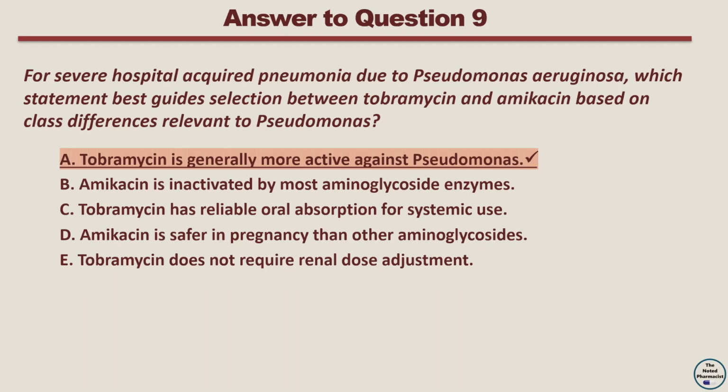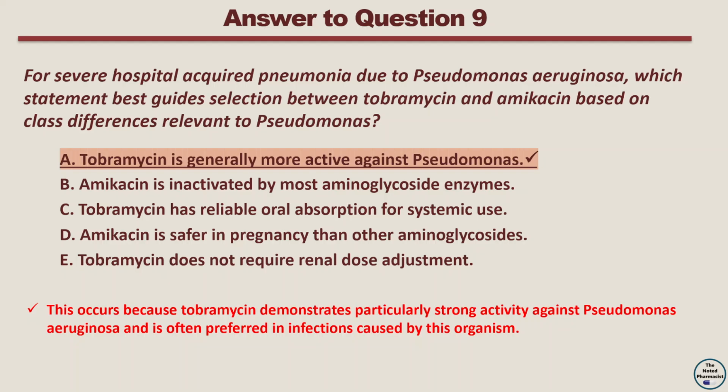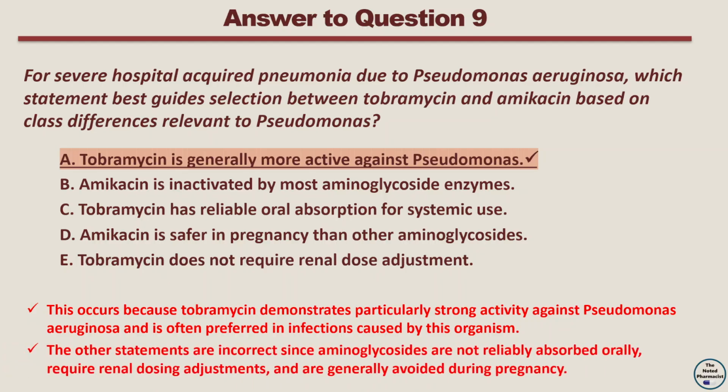The correct answer is option A, tobramycin is generally more active against Pseudomonas. This occurs because tobramycin demonstrates particularly strong activity against Pseudomonas aeruginosa and is often preferred in infections caused by this organism. The other statements are incorrect since aminoglycosides are not reliably absorbed orally, require renal dosing adjustments, and are generally avoided during pregnancy.